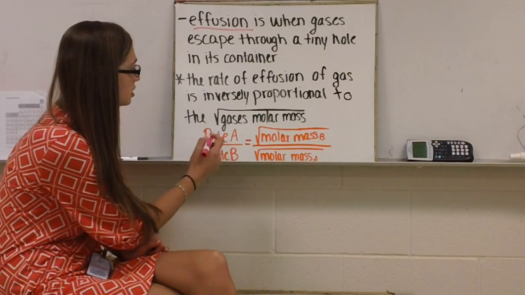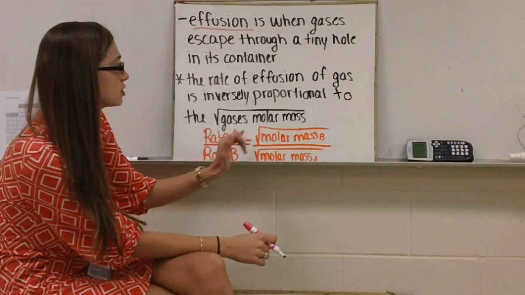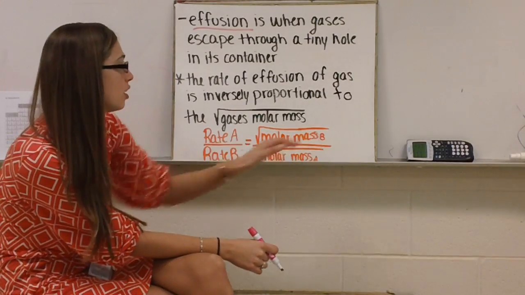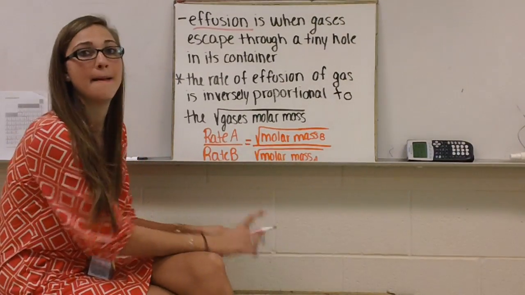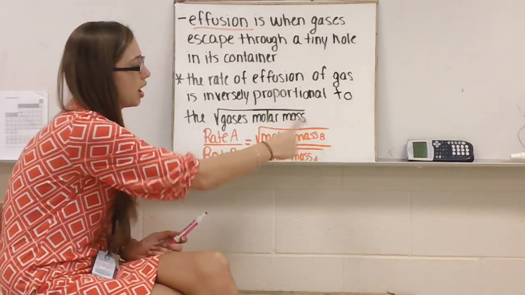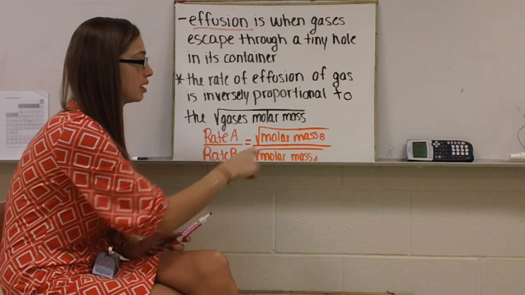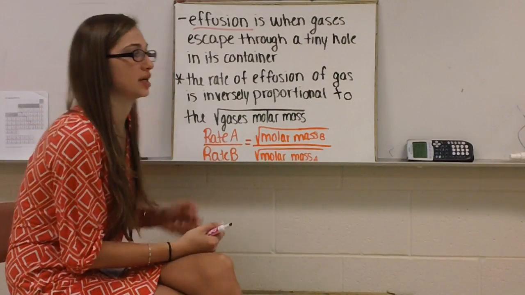So Graham's law is rate A over rate B is equal to the square root of the molar mass of B over the molar mass of A. Make sure you're doing it flipped. So if rate A is on our top, our molar mass of B needs to be on top. If rate B is on the bottom, our molar mass of A needs to be on top.